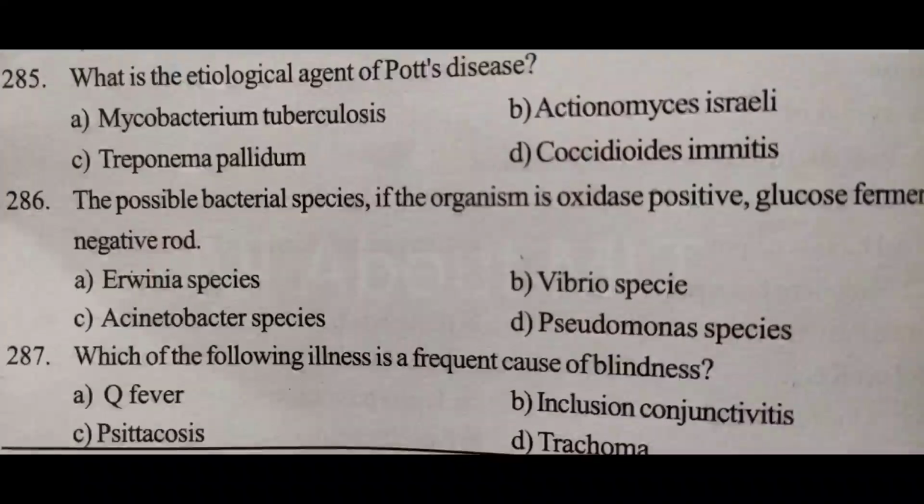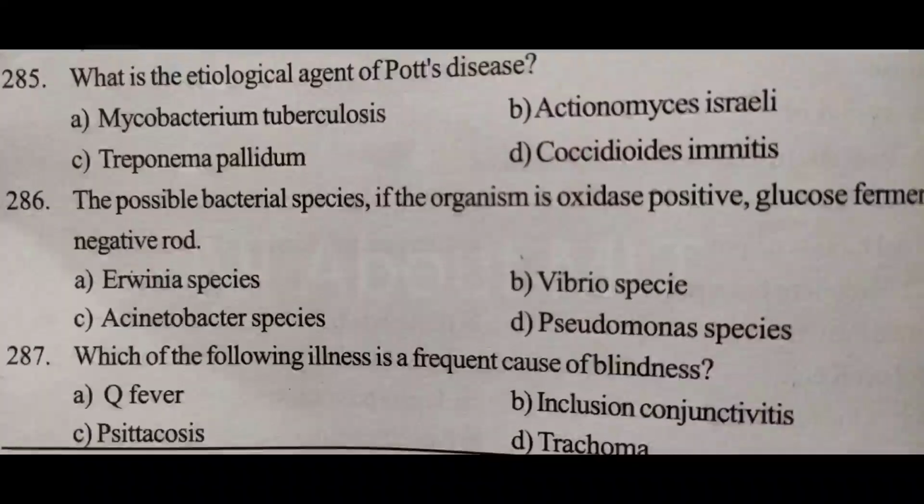What is the etiologic agent of Pott's disease? Option A, Mycobacterium tuberculosis. Option B, Actinomyces israelii. Option C, Treponema pallidum. Option D, Coccidioides immitis. Answer is option A, Mycobacterium tuberculosis.